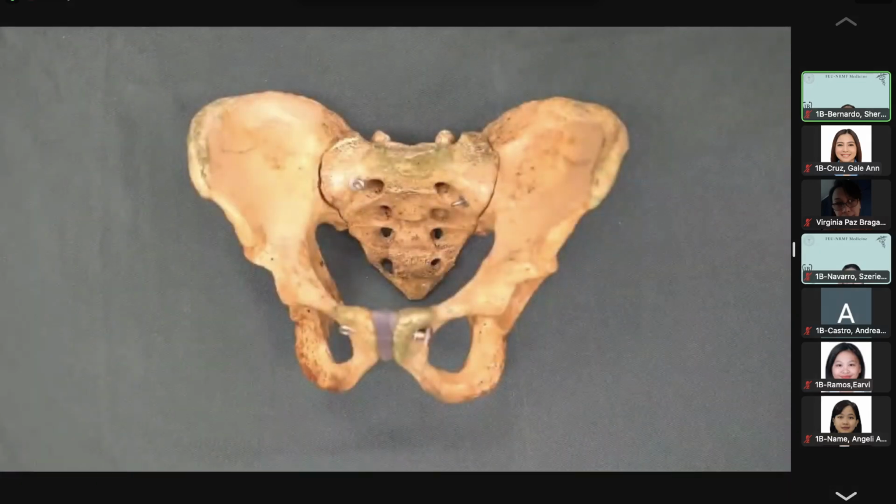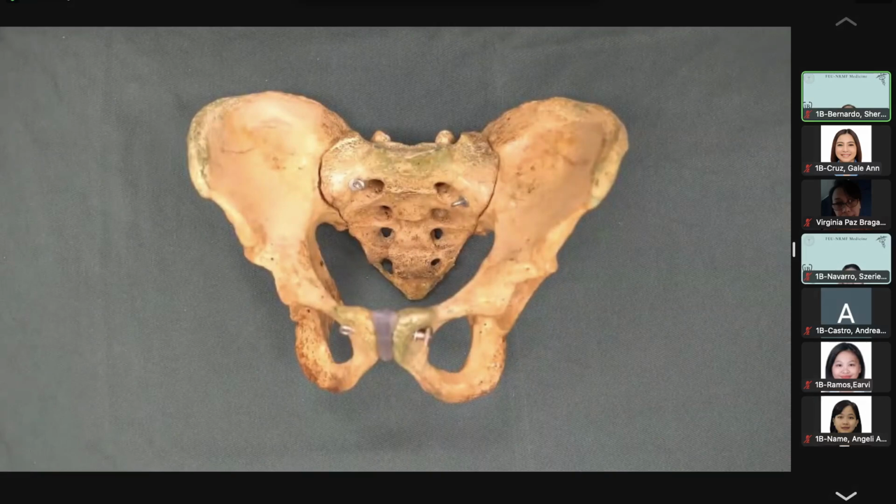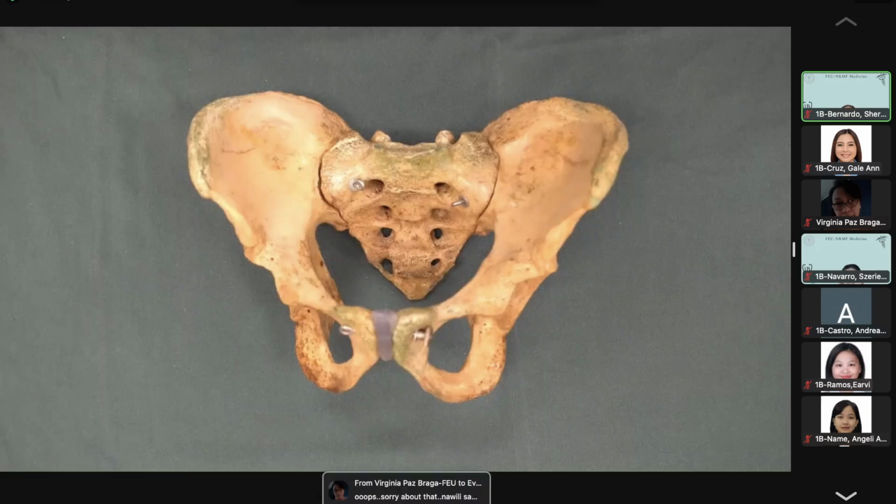Hello everyone and welcome back. In this video we are going to walk you through the bony pelvis, its muscles and the nerves. Let's begin with the bones.